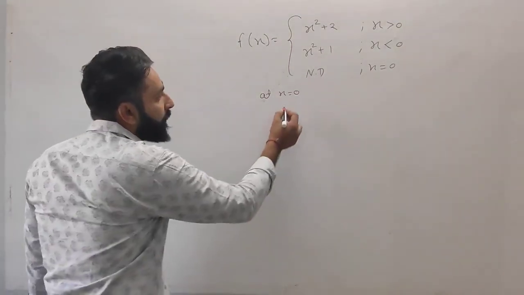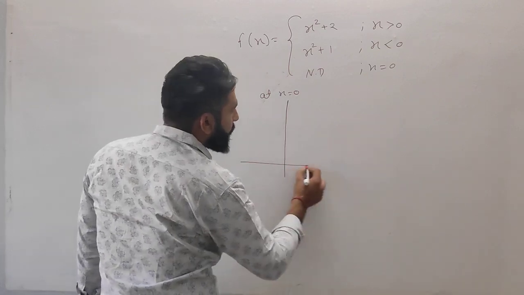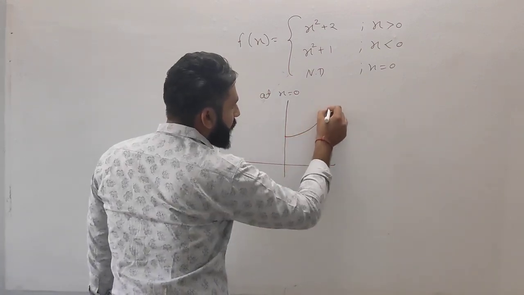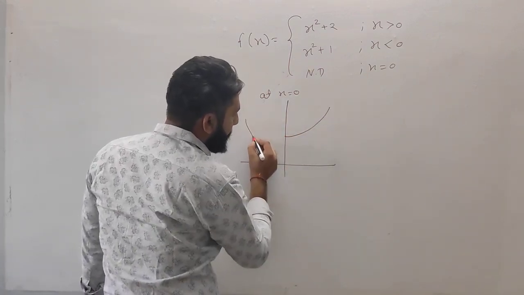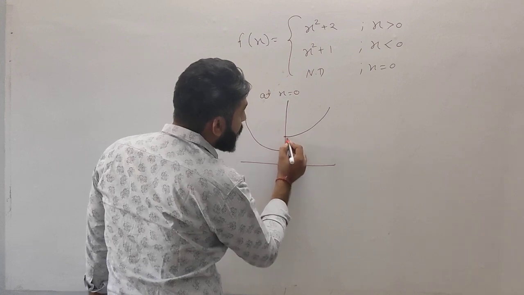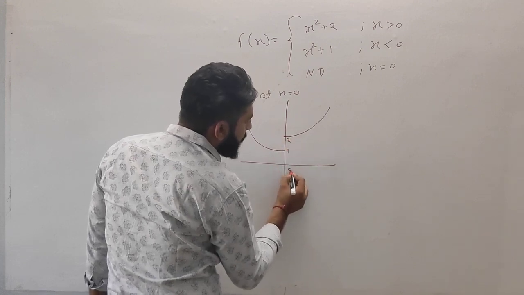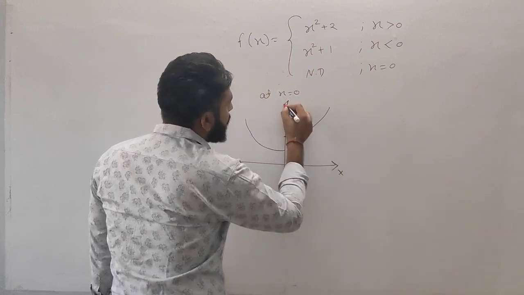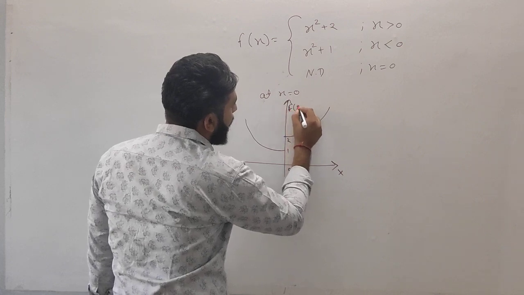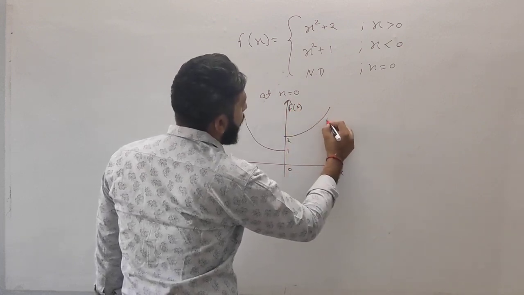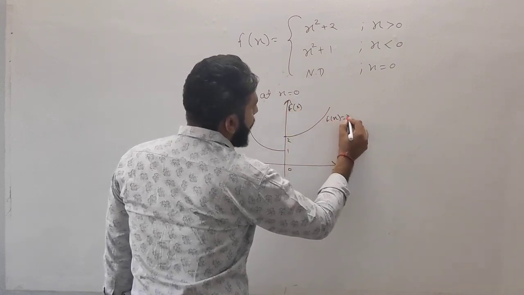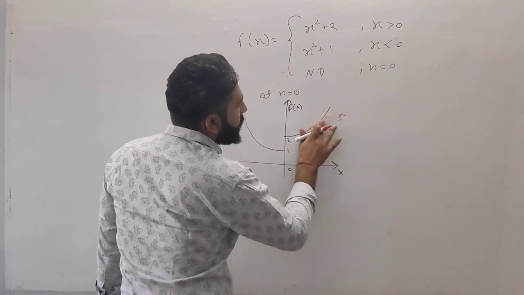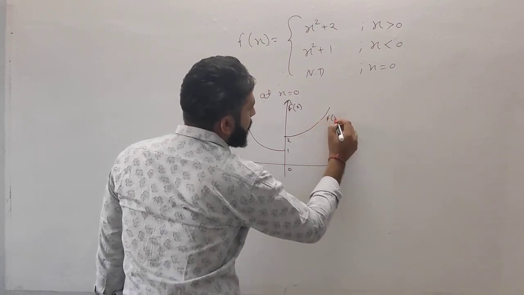So first we draw the graph of this function. The graph of the function looks like this. This is 2, this is 1, this is 0, this is the x axis, this is f of x, and this function is f of x.